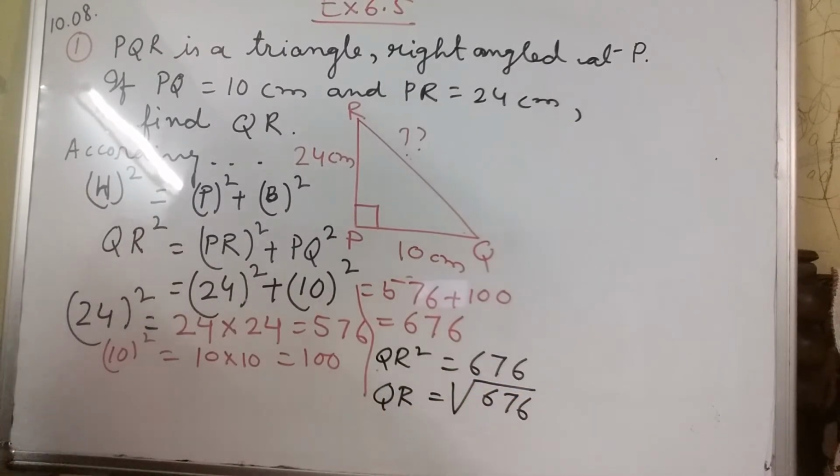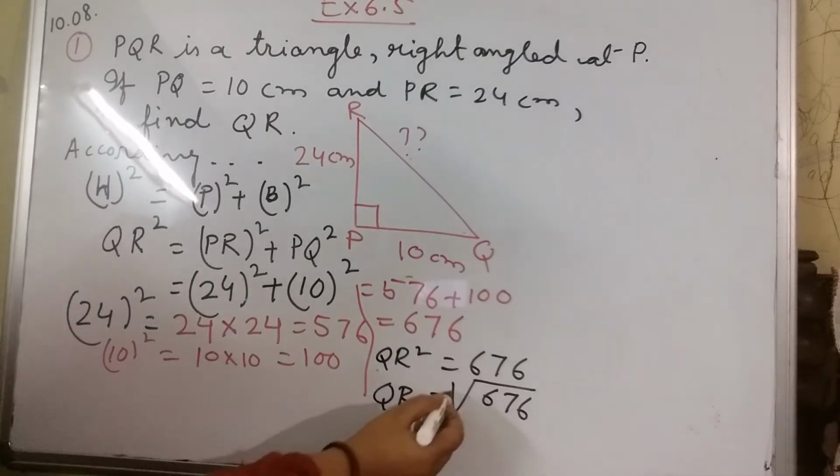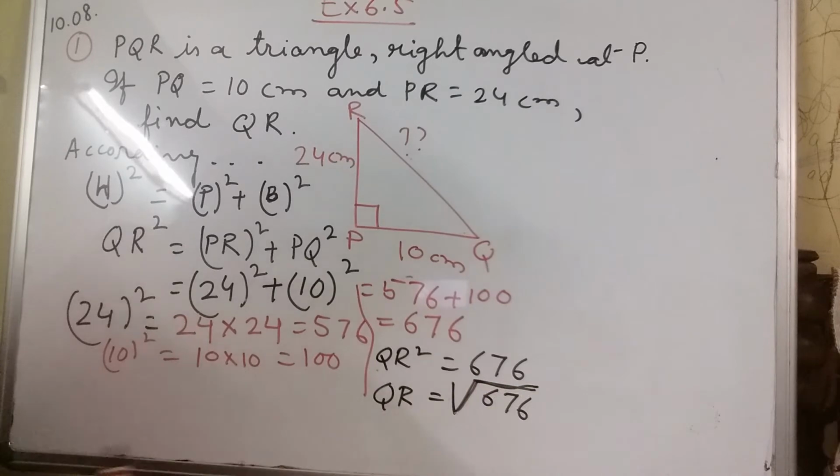676. Now what is square root? This is the sign of square root. Now how to find out? The easiest method that I'll teach you is by prime factorization method.